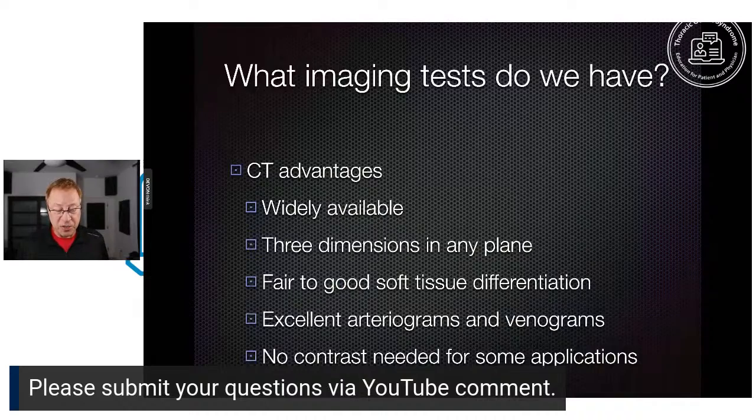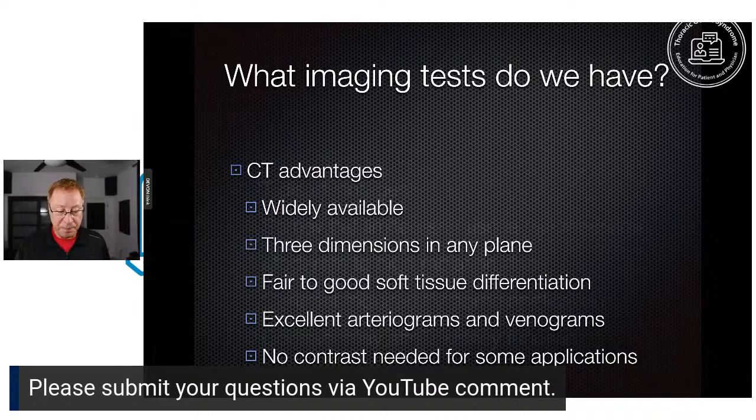All right, advantages. CT is widely available, probably almost as widely as X-rays. You can get 3 dimensions in any one plane. And after you acquire the images, you can reconstruct in different planes. It's very useful that way. I said fair to good soft tissue differentiation. You can tell the difference between muscle and fat. You can't tell the difference between nerves and muscle and other soft tissues around that density. That's a big limitation. You can get excellent arteriograms and excellent venograms, but you do have to inject the contrast. And for some applications, you do not need contrast.